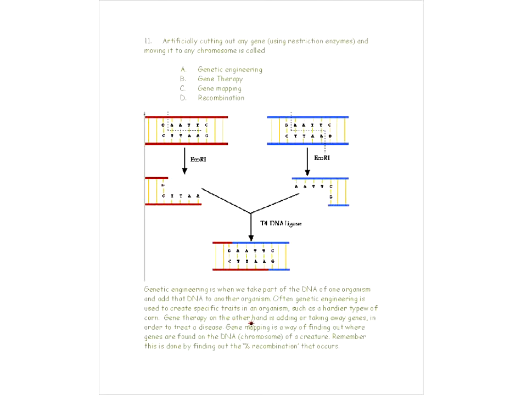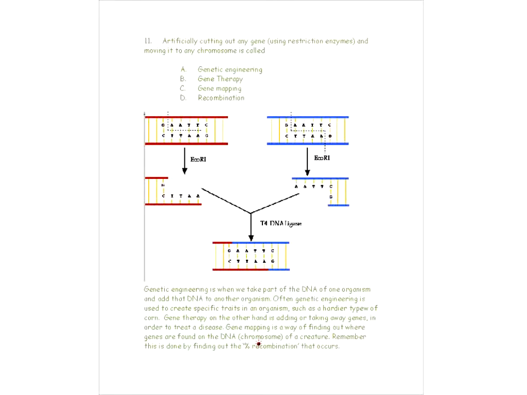Another process is gene therapy. With gene therapy, we're either adding or taking away genes. I would say most of the time we're taking away genes with gene therapy. And the purpose of gene therapy is to treat a disease. So instead of just creating some new breed of corn, which is going to be hardier, gene therapy is trying to treat a disease.